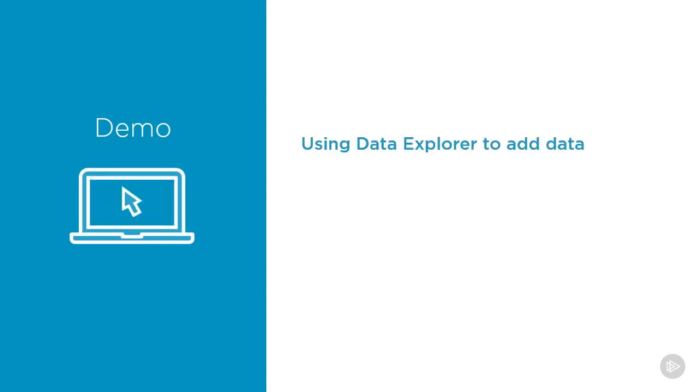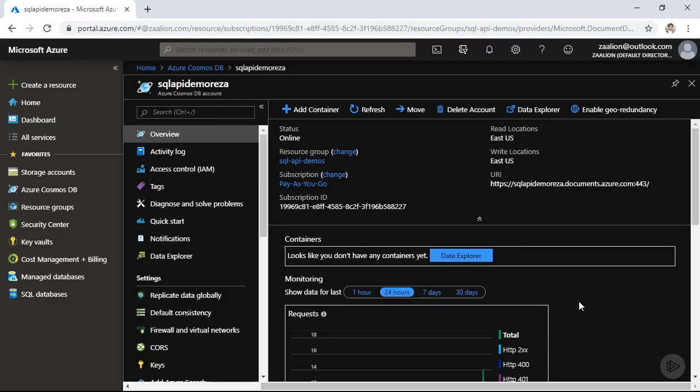First, we are going to use Data Explorer in the Azure portal to add some data to our Cosmos DB. In the process, I am going to cover the partition keys and unique constraints. I am logged into the Azure portal, and as you can see, I already have created an Azure Cosmos DB SQL API account. We went through the steps of provisioning an Azure Cosmos DB account in the previous module's demo.